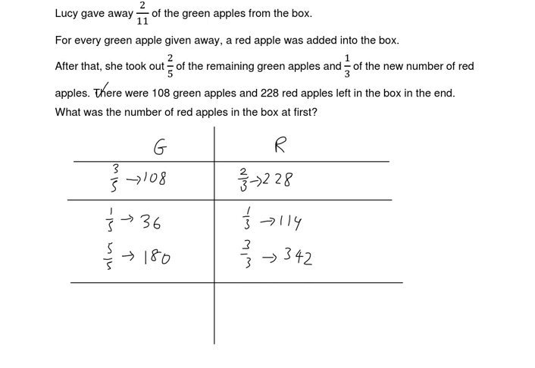So we took care of this. "For every green apple given away, a red apple was added in the box." That statement is not very useful in helping us work backwards, correct or wrong? But the statement before that: Lucy gave away 2/11 of the green apples from the box. If she gave away 2/11, what fraction is she left with?